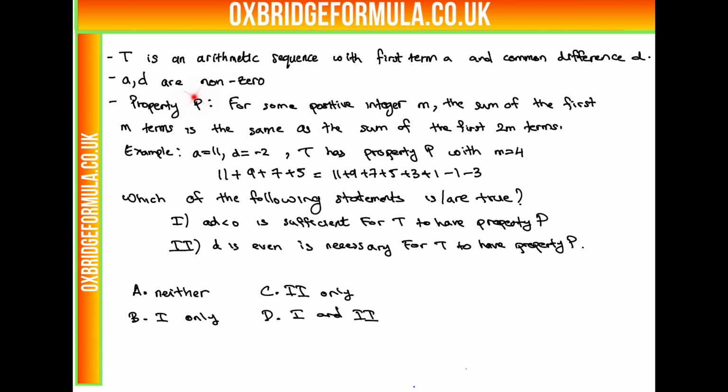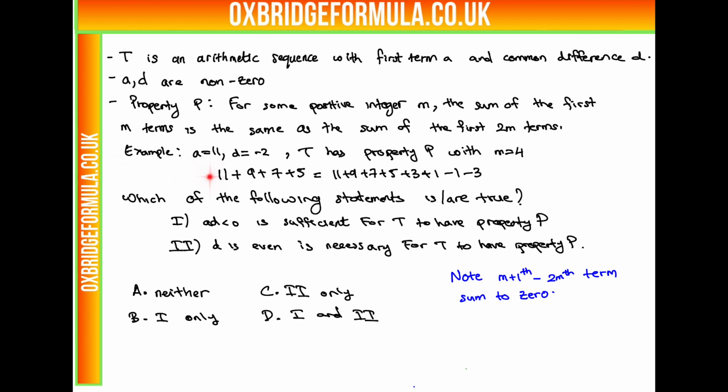We're investigating this property P. It's just saying that for some positive integer M, the sum of the first M terms is the same as the sum of the first 2M terms. So in other words, as you add a further M terms after the first M terms, their sum has to be zero. So the sum of the (M+1)th term to the 2Mth term sums to zero. That's the first thing we need to notice here.